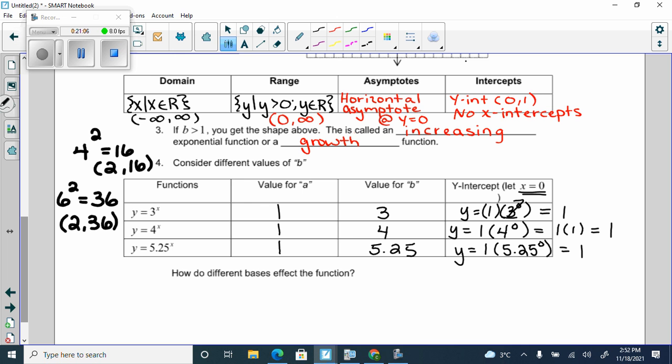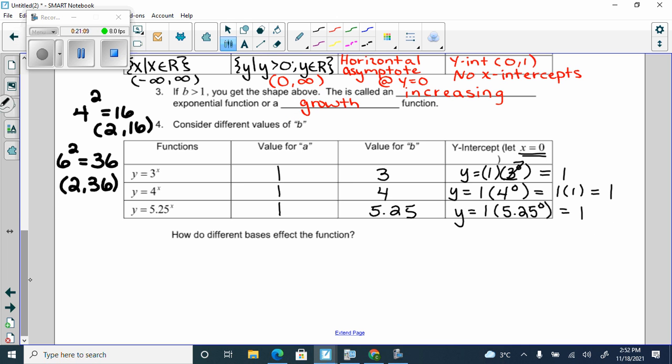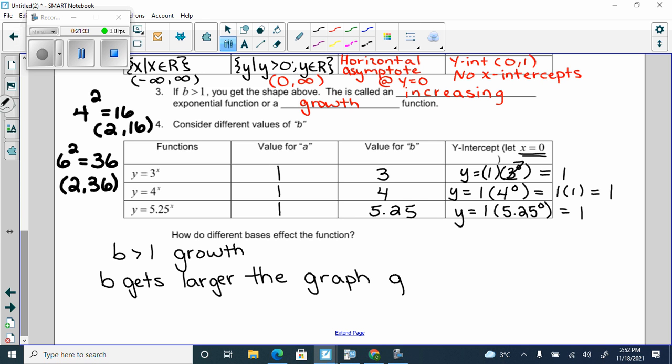How did the base affect the function? Yes, the growth or the decay rate. So in this case, we only have a growth because b is greater than 1. So if b is greater than 1, we have a growth. And as b gets larger, the graph grows faster. So it increases your growth rate, right?